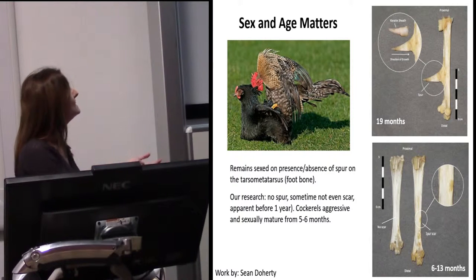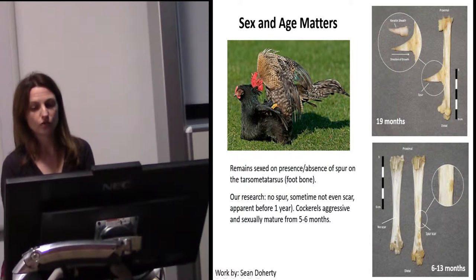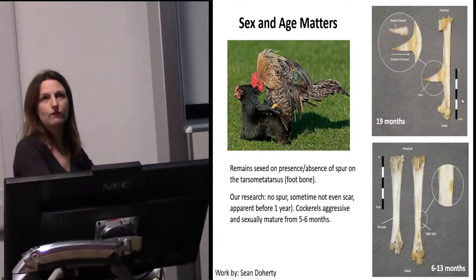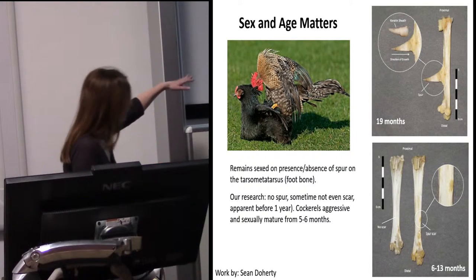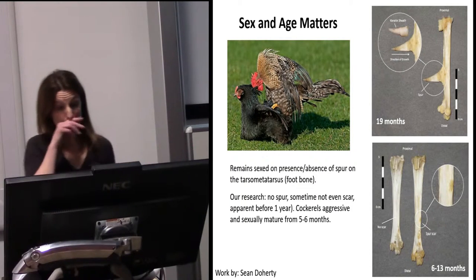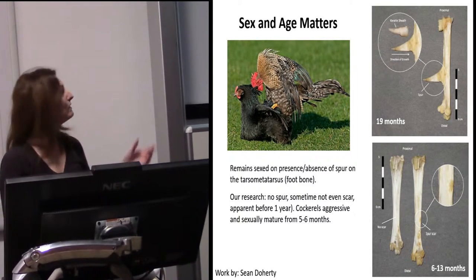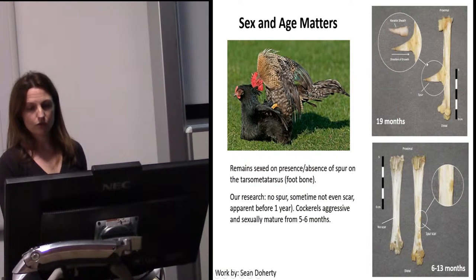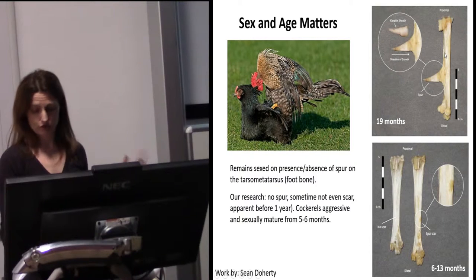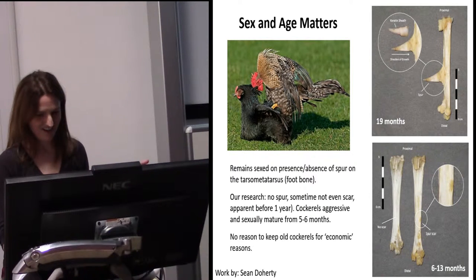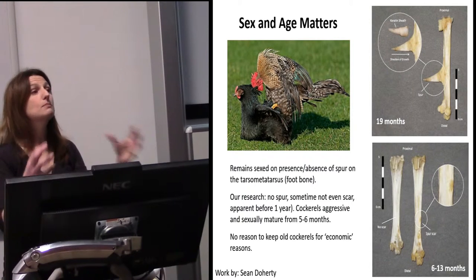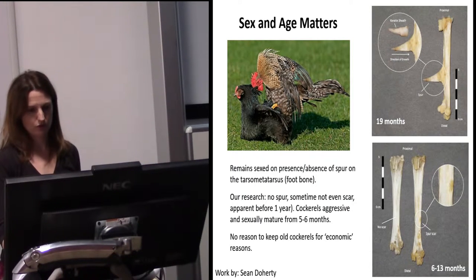Therefore, you do not need to have cockerels this age, 19 months, in order to sustain a flock, okay? You can have a 5 to 6 month old, and when it gets really, really nasty, you can kill it and get a new one and it's all good. So what I'm saying is, if we find lots and lots of these spurs, it suggests that there are lots and lots of really old cockerels, okay? Now this is important, and I'm going to come onto it, because there is no economic reason to keep lots and lots of these old cockerels.